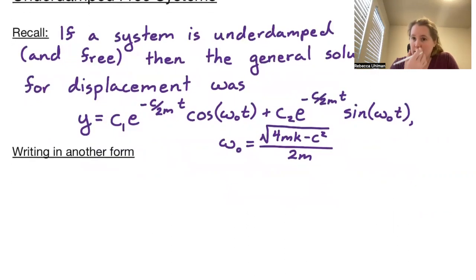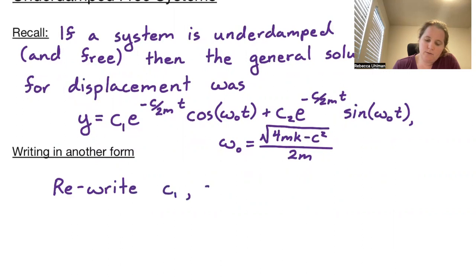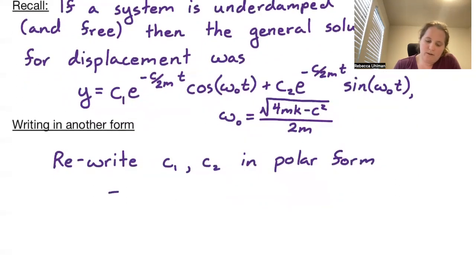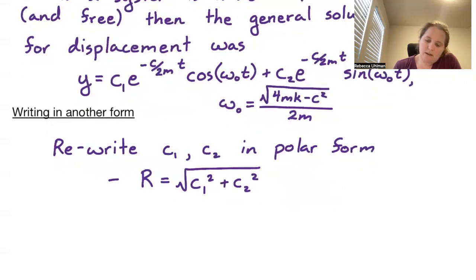We can go ahead and write this in another form similar to what we did previously. So let's go ahead and rewrite C1 and C2 in polar form. So we'll take R to equal the square root of C1 squared plus C2 squared. And we'll have phi such that C1 is equal to R cosine phi, and C2 is R sine phi.